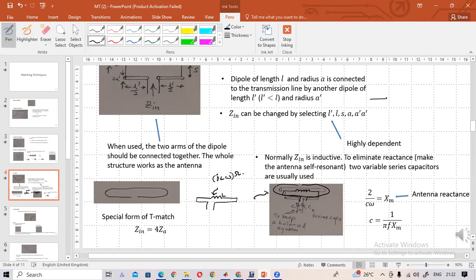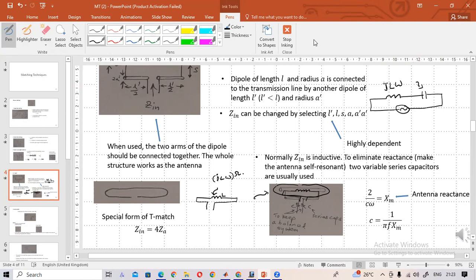Resonant means if we have an inductor and a capacitor like this, this is called a series resonant circuit. If we are giving a signal to this, the reactance created by the inductor is jLω.